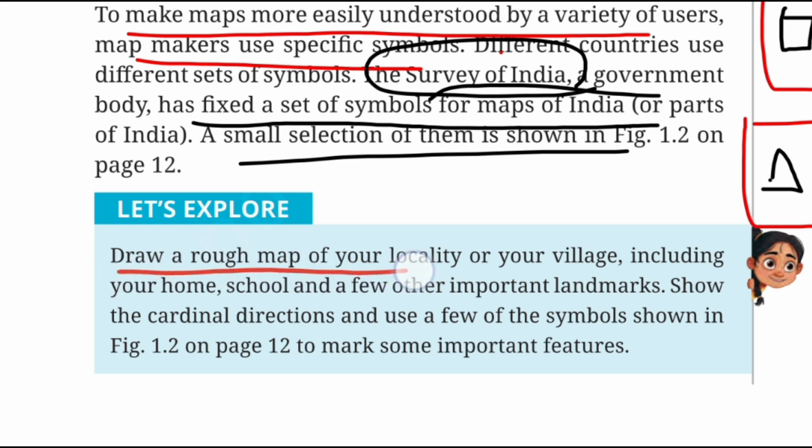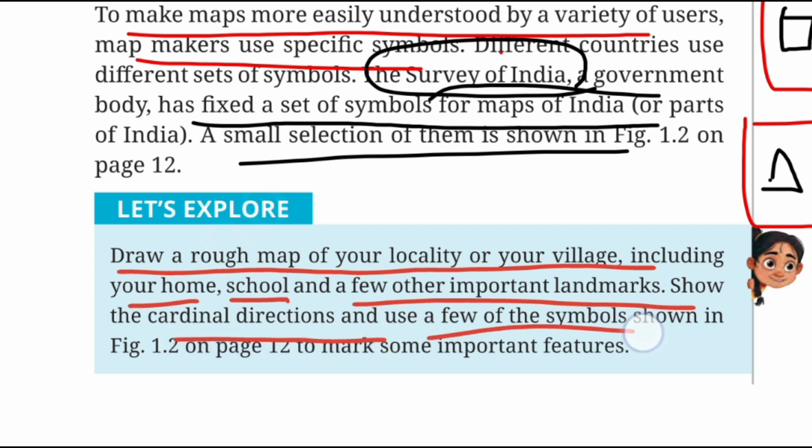Draw a rough map of your locality or your village, including your home, school, and a few other important landmarks. Like there may be some temple or some mosque and all, isn't it? So you want to include those institutions. Show cardinal directions and use a few symbols shown in the figure. So you can use the symbols we already studied for the purpose of drawing the map.